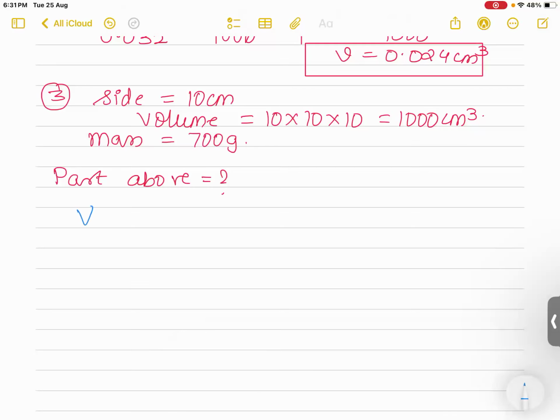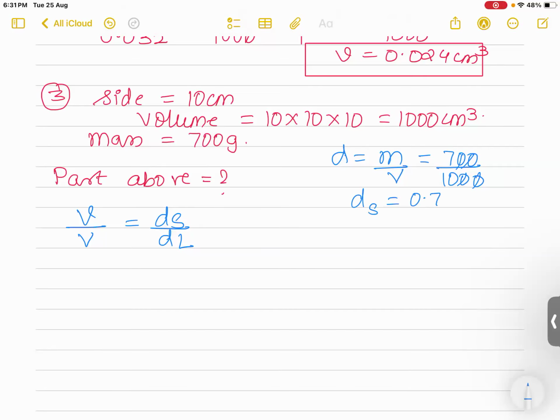Now, since I know that my formula is small v upon capital V is equal to density of solid upon density of liquid. Kian, do we know small v ka value? Do we know capital V ka value? Yeah, 1000. So we already know capital V. Do we know density of solid? No. But can I calculate it by using the formula density is equal to mass upon volume? Mass of solid is given to me as 700. Volume of solid is also given to me as 1000. I cancel this thing, so I get density of solid as 0.7 gram per centimeter cube.